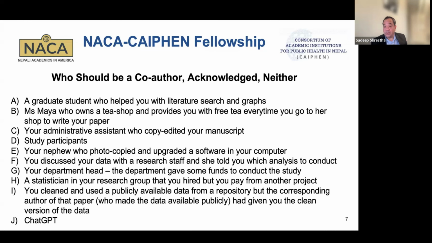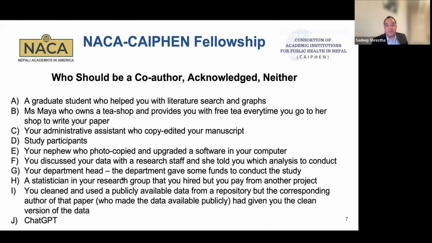Technically they should not be in that paper, unless you think that they contributed. If they did the analysis for you during their leisure time, remember, this person is paid by another project, so you cannot borrow somebody in your project who was paid by another project. Okay, and so forth.